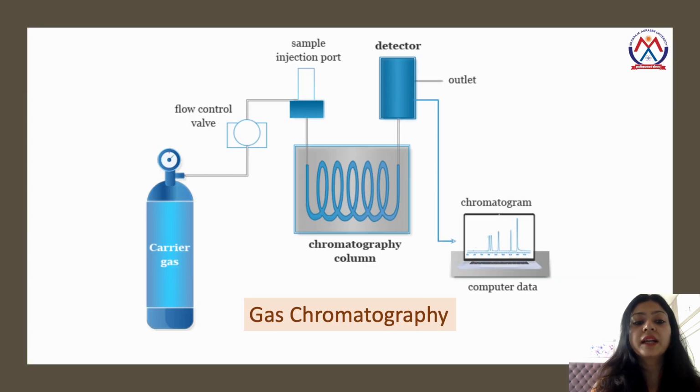This is the diagrammatic representation of gas chromatography. There is a cylinder containing the carrier gas. In our case, I told you the inert gas nitrogen is used. There is a chromatography column where the separation of components occurs. As they get separated, the detector detects the components and a peak is drawn according to the component which is detected, which gets stored in the computer.